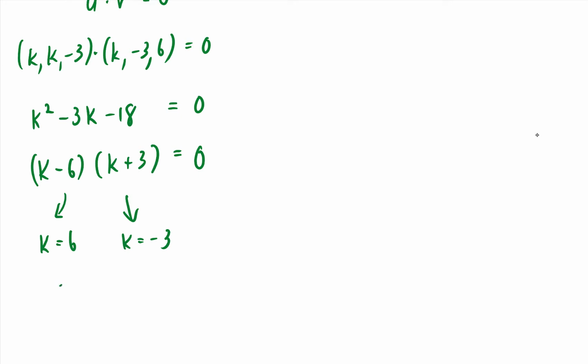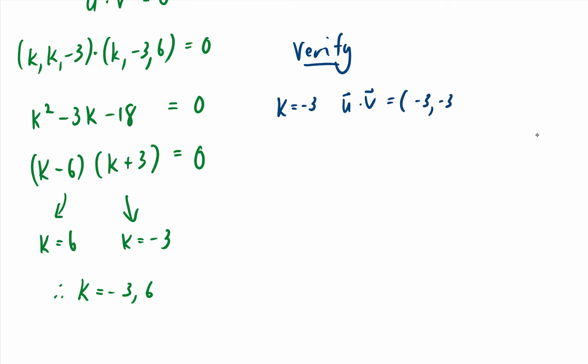So how do you check your work? All you need to do to verify is to show that the dot product equals 0. So let's start with k equals -3. That means our vectors u dot v would be equal to (-3, -3, -3) dotted with (-3, -3, 6). And if you dot those, you will get 0.